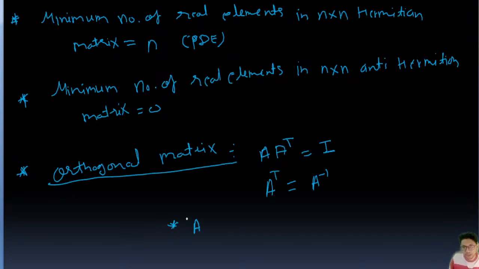Determinant of A will be equal to plus minus 1. Okay, so determinant should be either 1 or minus 1, and A transpose A will be equal to A inverse, or if you multiply the matrix with its transpose you get identity. So the determinant of the orthogonal matrix should be of unit modulus, or we can also say this in another language.